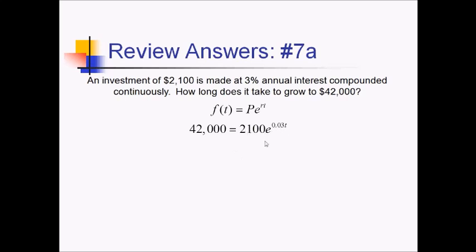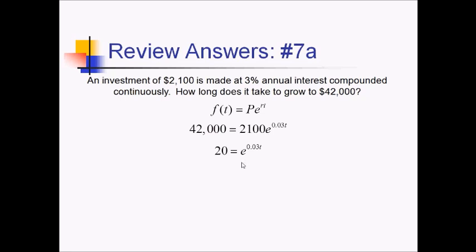And this is just an exponential equation now. So we have to isolate our exponential term, dividing by 2,100. 42,000 divided by that ends up being 20. Now that I've got my exponential piece isolated, I'm going to take the log of both sides. On this particular problem, since I have e, I'm going to take the ln of both sides. We could always take the ln, but it's really useful here because the ln of e is just 1.